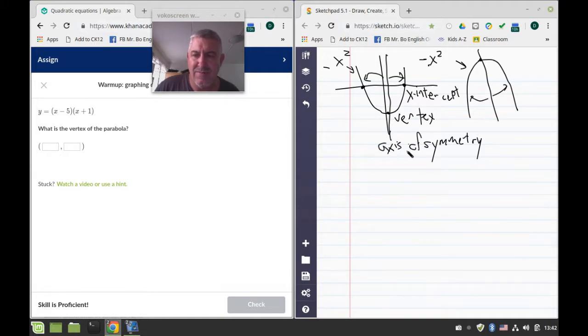So let's look at our first problem. Our first problem is y is equal to x minus 5 times x plus 1. The first thing it asks us for is the vertex. In order to find the vertex, we need to figure out where that axis of symmetry is, and then find the y for that. So we've got two steps for finding the vertex.